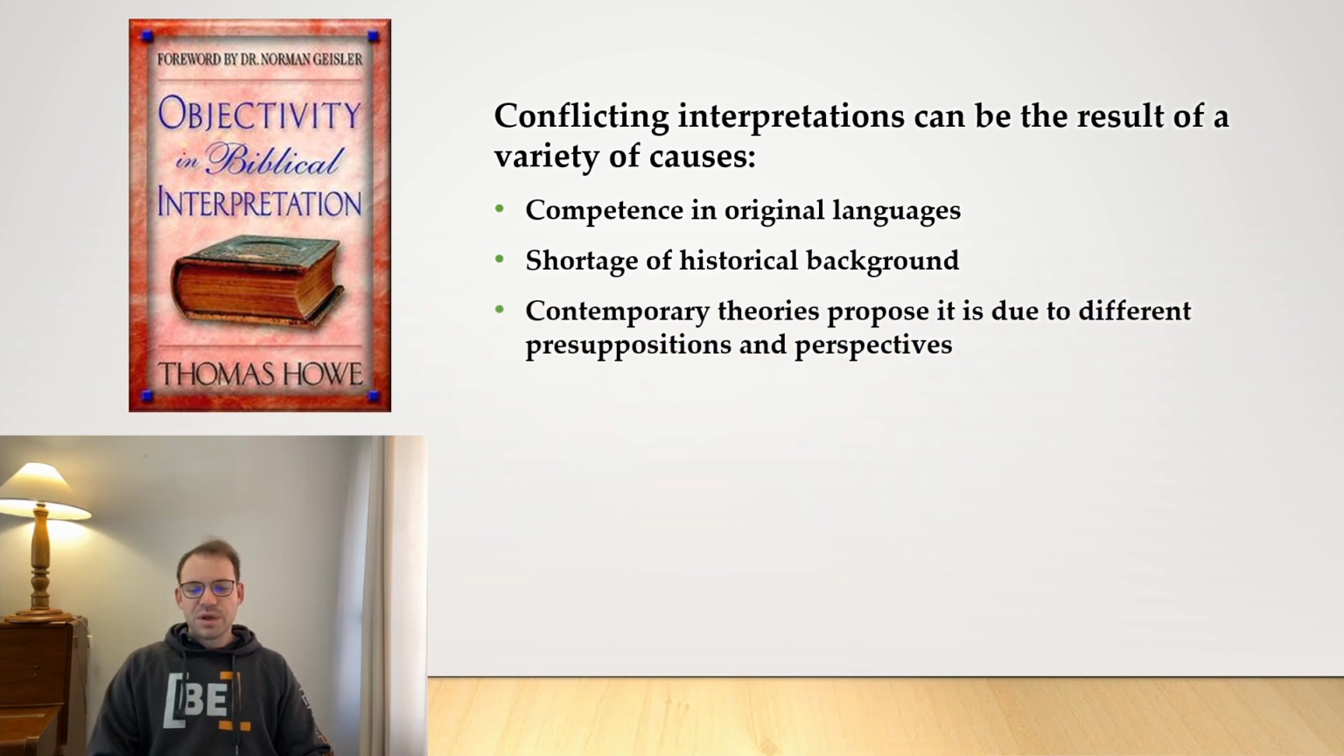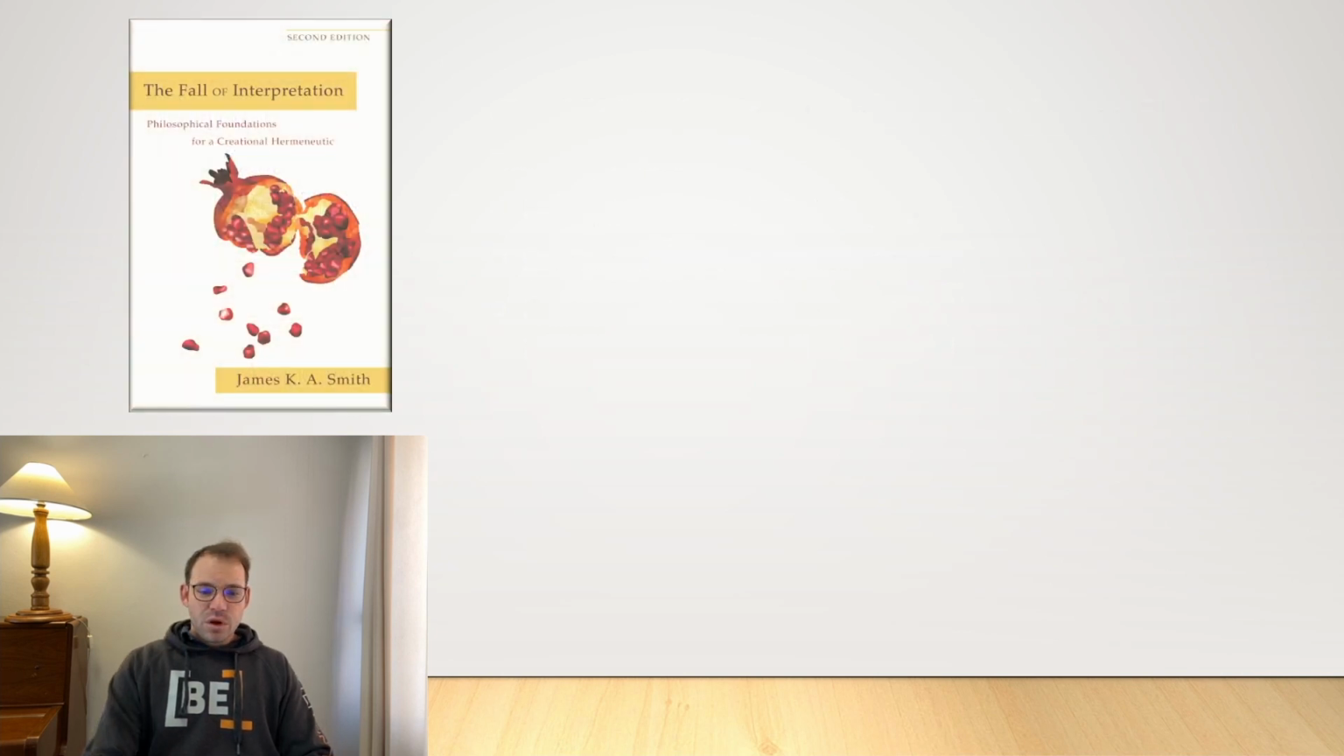And that might also lead then to conflicting interpretations between different people. But then he also mentions this one: contemporary theories propose that it is due to different presuppositions and perspectives. So contemporary theorists introduce the idea that the reason there are conflicting interpretations is because we all have our own different presuppositions and our different perspectives. We have different linguistic backgrounds, just different social backgrounds, and all of that impacts the way we view the Bible, the way we interpret the Bible. All right, and he lists some examples of scholars who introduce this idea.